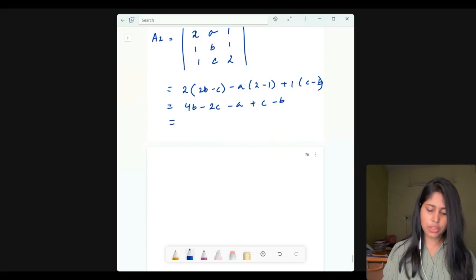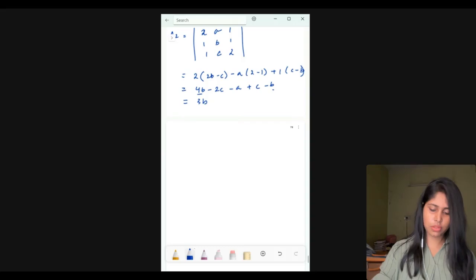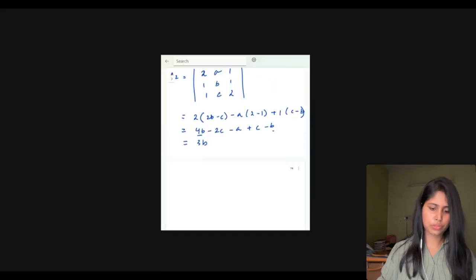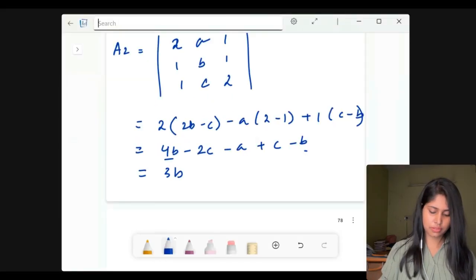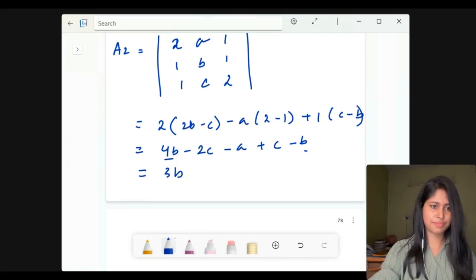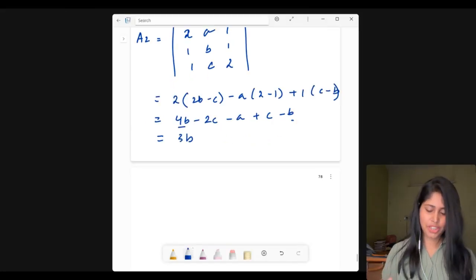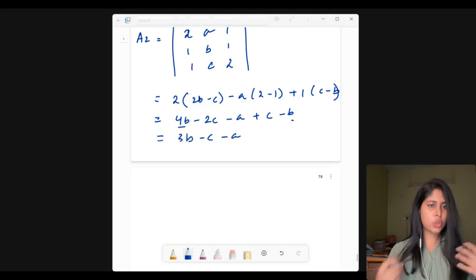So this is basically what? 3b, then minus 2c plus c is minus c, and then minus a. Okay, so A2 we have got now.